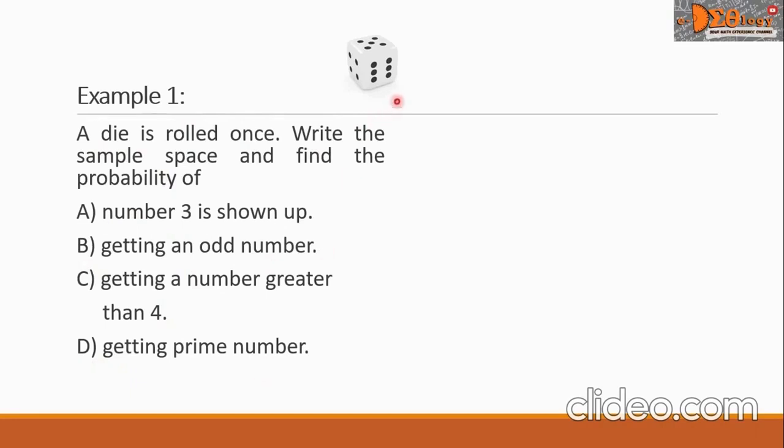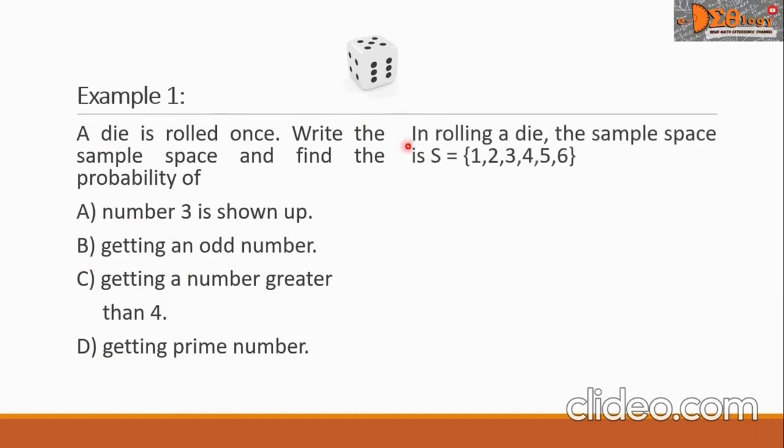We have a picture of a die on top of our screen. In rolling a die, the sample space is S equals, the elements are 1, 2, 3, 4, 5, and 6. And then, let us write our formula. The probability of event E equals the number of favorable outcomes all over the total number of outcomes.